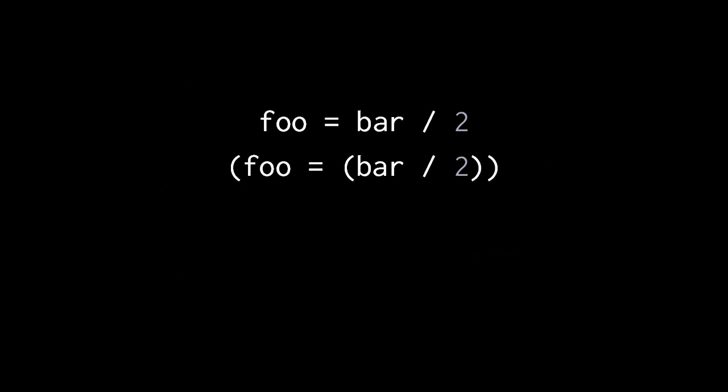Assignment in JavaScript is considered an operation, not a distinct kind of statement. The assignment operator is an equal sign, and you put the target of its assignment on the left, and you put the value being assigned on the right. So here, for example, the division operator has a higher precedence than the assignment operator, so the division is done first. So bar divided by 2, that value is assigned to the variable foo. If we were to write this same expression in prefix notation, it would look like so.